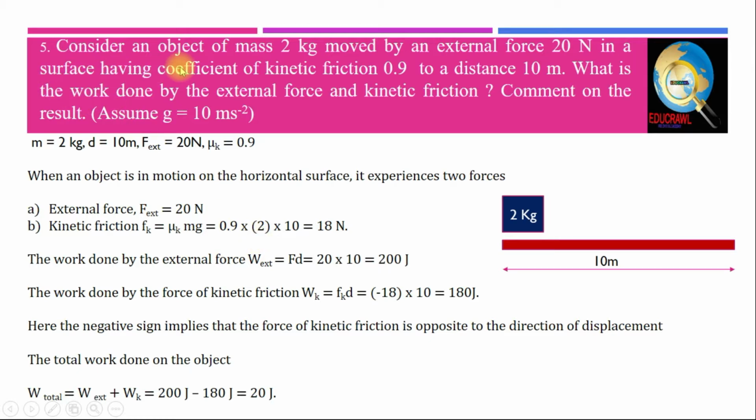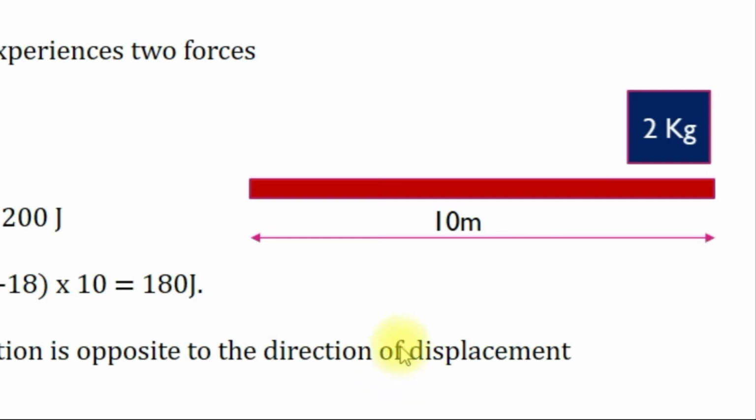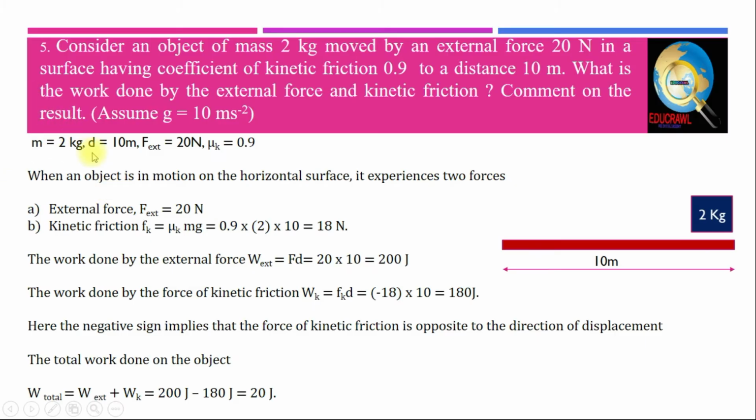Fifth problem. Consider an object of mass 2 kg moved by an external force of 20 Newton on a surface having a coefficient of kinetic friction 0.9, over a distance of 10 meter. What is the work done by the external force and the kinetic friction? Mass is given as 2 kg, the distance is 10 meter, the external force acting is 20 Newton, and the coefficient of kinetic friction is 0.9.